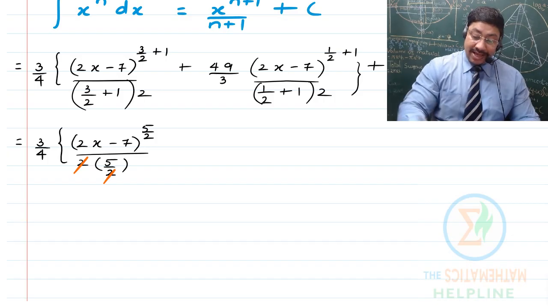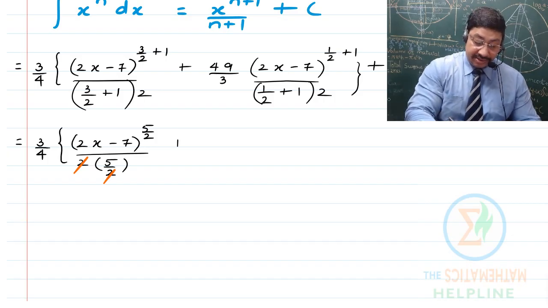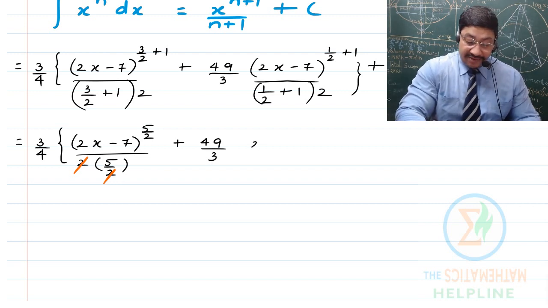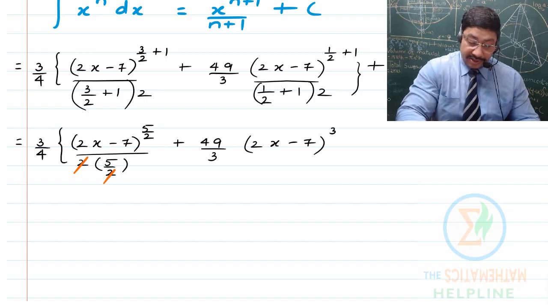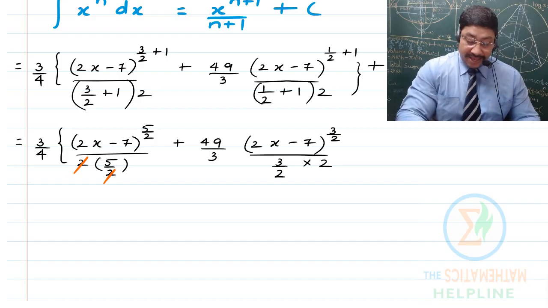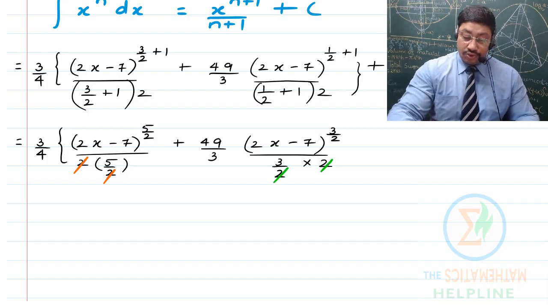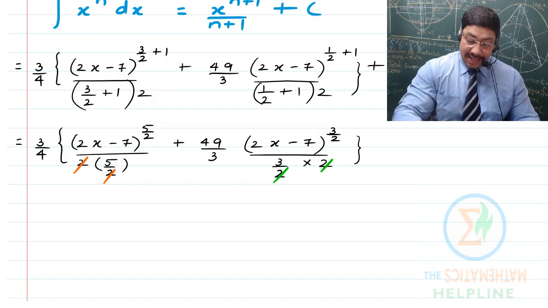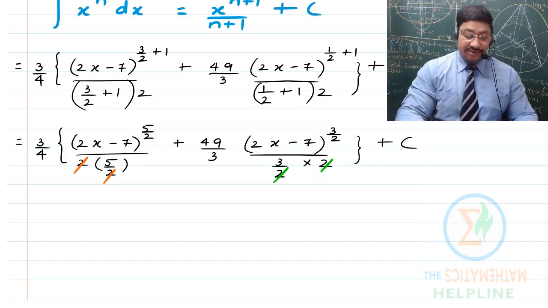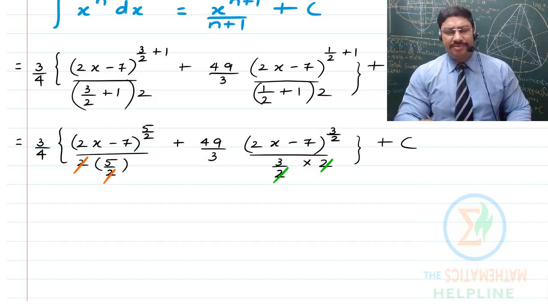And then to that is going to be added plus 49, which is divided by 3, and then we have 2x minus 7, which is raised to the power 3 upon 2, which is divided by 3 upon 2. And now further we have 2 multiplied with this. As such, again we will have both of these 2's getting cancelled, and then we will close the brace bracket and add c, that is the constant of integration, and that will actually become your final answer.